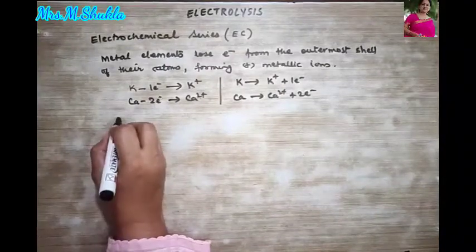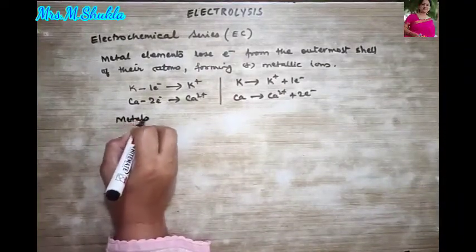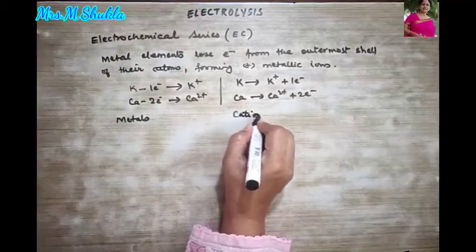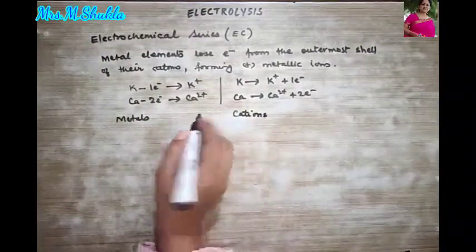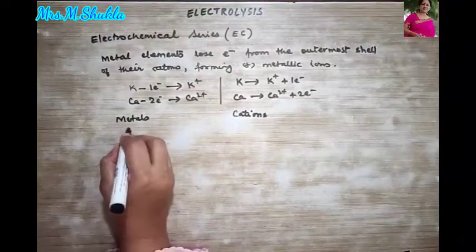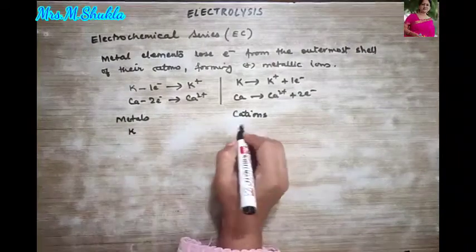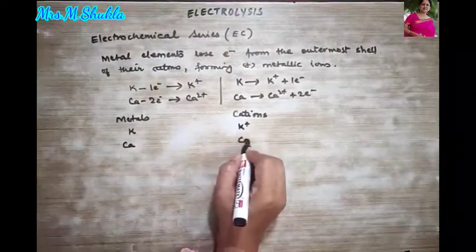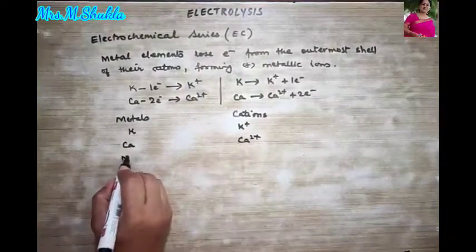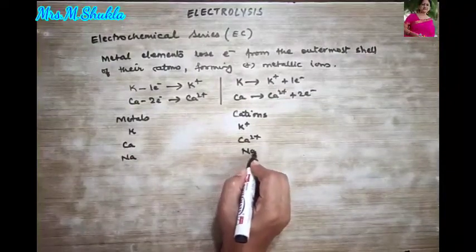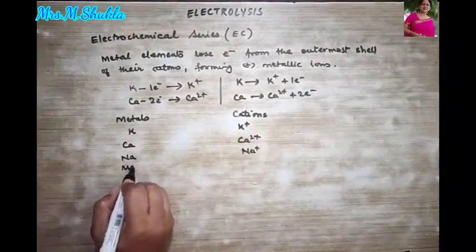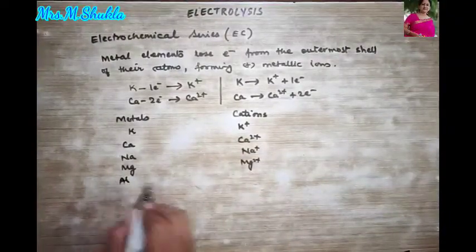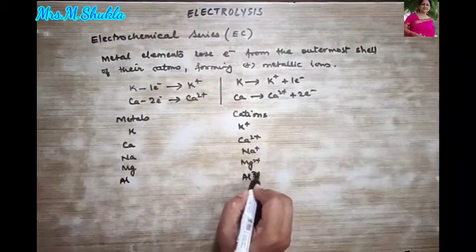So let's see, I'm writing down the metals, then the elements over here, and then their cation formation. I hope you know that, but still I'm mentioning it. So highest is potassium, it will form potassium ion. Then calcium forming calcium ion. Then sodium forming sodium ion. Magnesium forms magnesium ion. Aluminium forms aluminium ion.